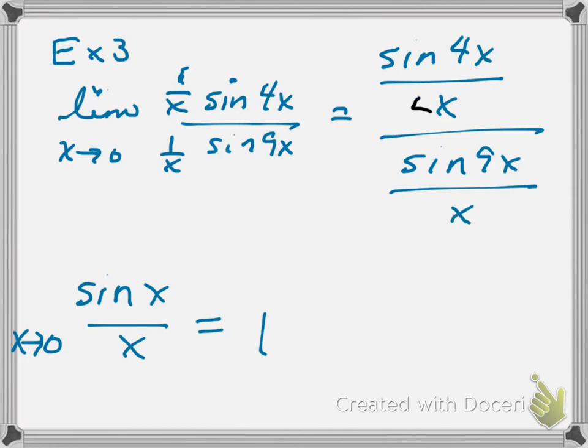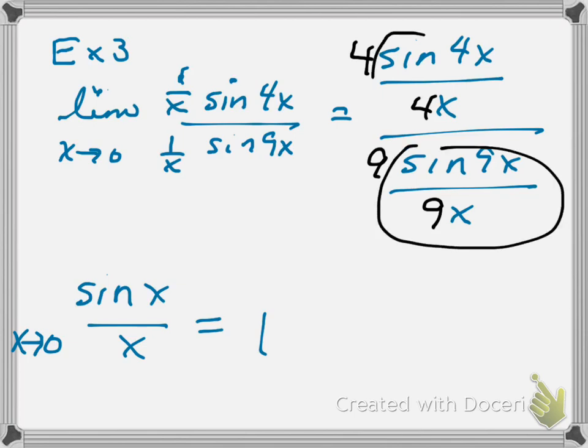And now I need a 4 here in order to be able to use the theorem, so that means I got to put a 4 here also. I need a 9 here, so I have to put a 9 here. And now that limit goes to 1, that limit goes to 1, and I end up with 4 9ths as my answer. So what would this look like with L'Hopital's rule?